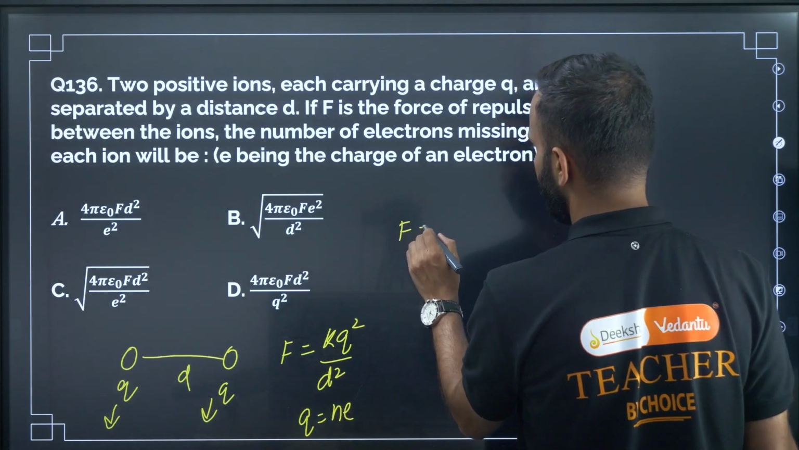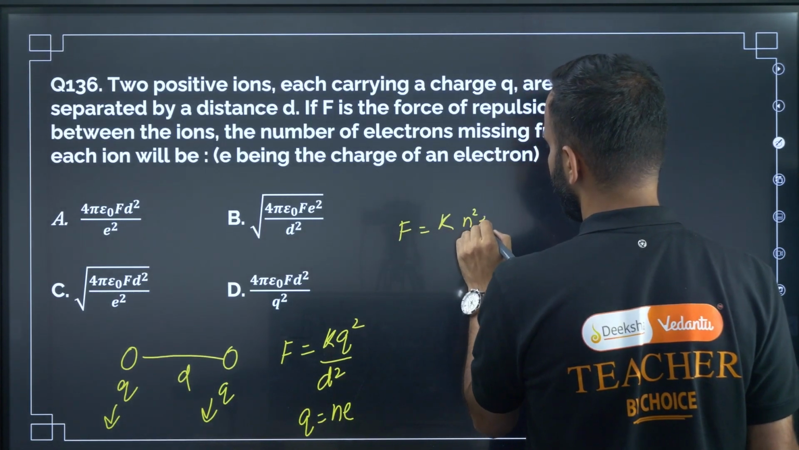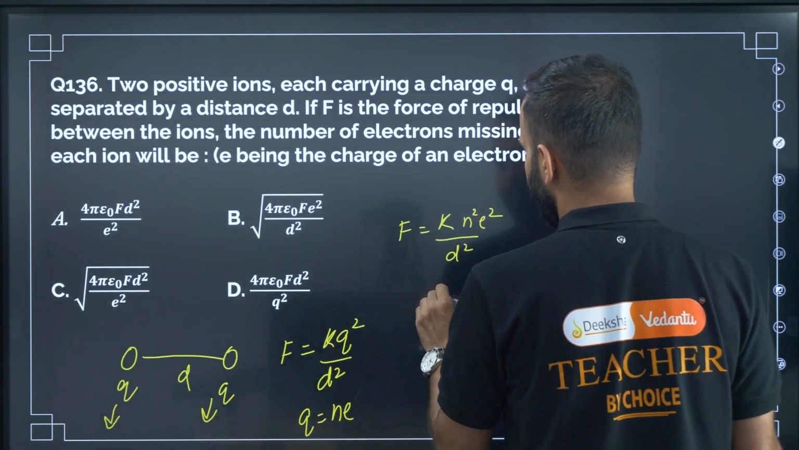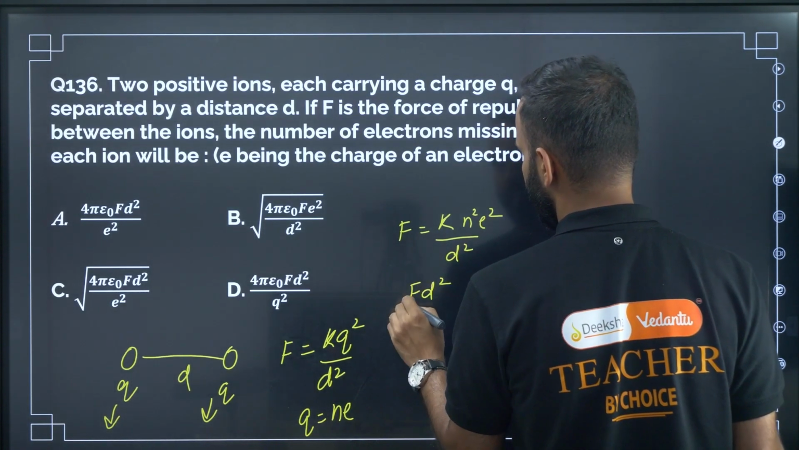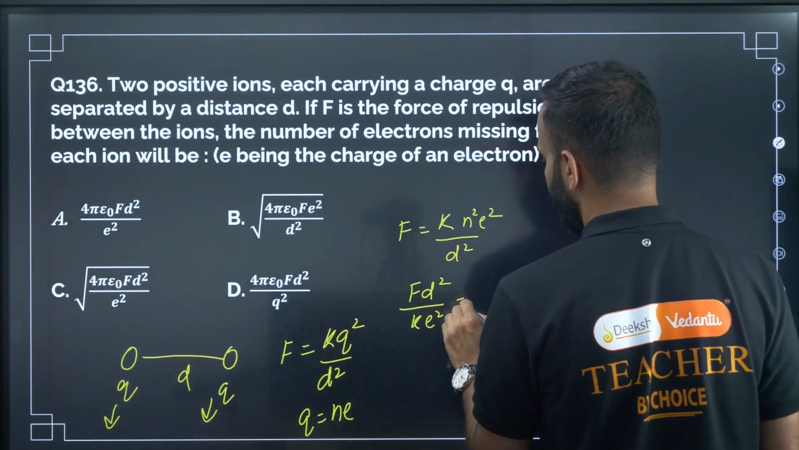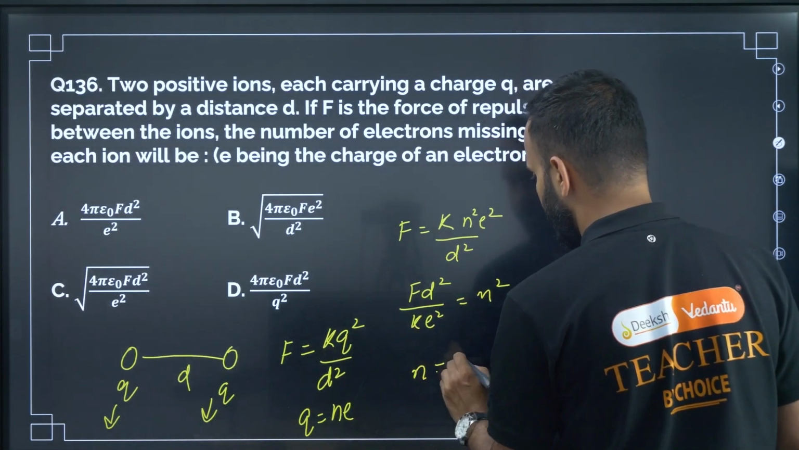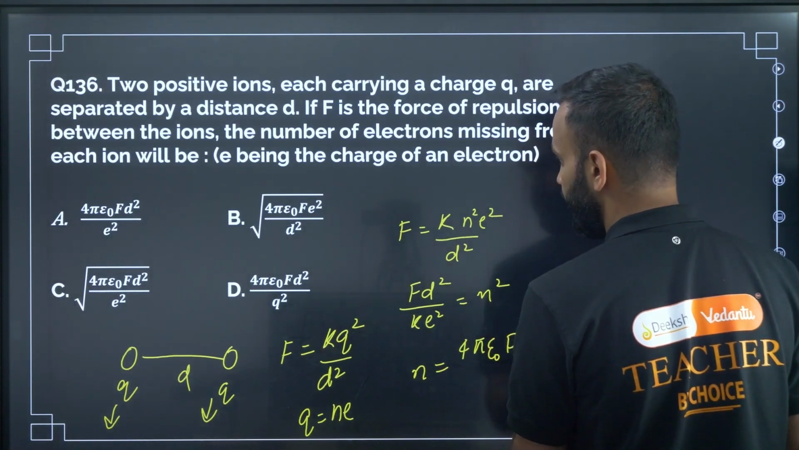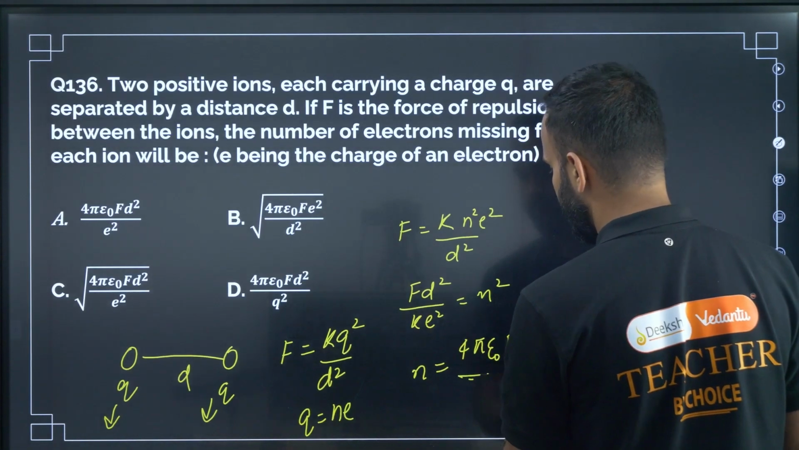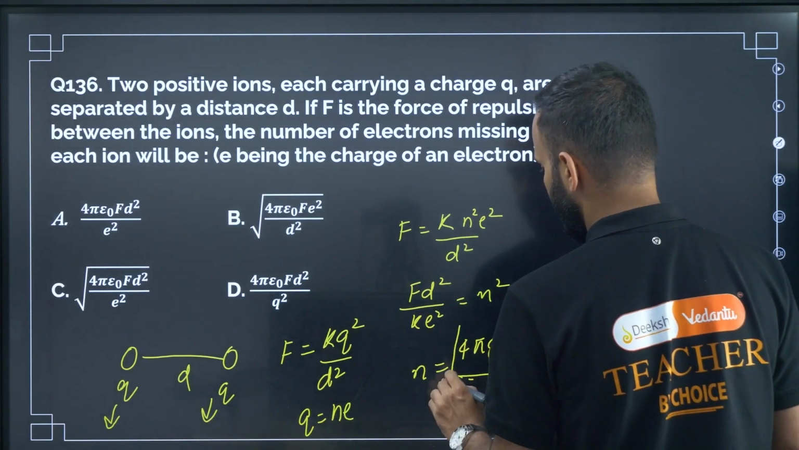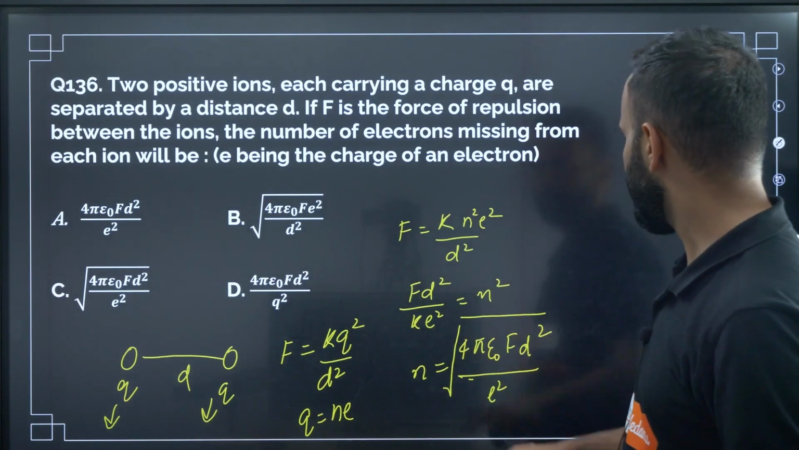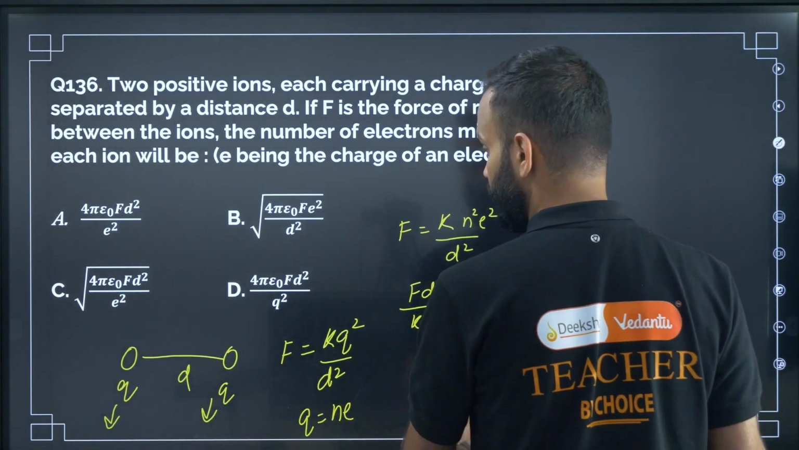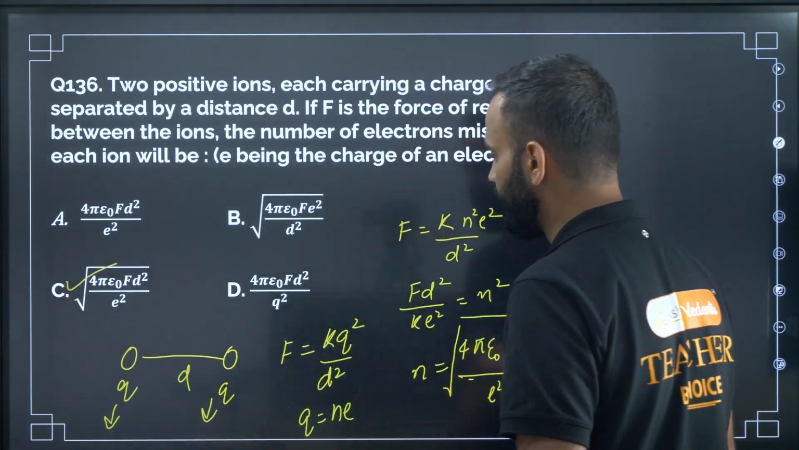Now F equals k into Q square, that is N square E square divided by D square, where k is 1 by 4 pi epsilon naught. So F into d square divided by k into e square equals n square. So the value of n is equal to the square root of 4 pi epsilon naught F d square divided by e square. So the correct option is C.